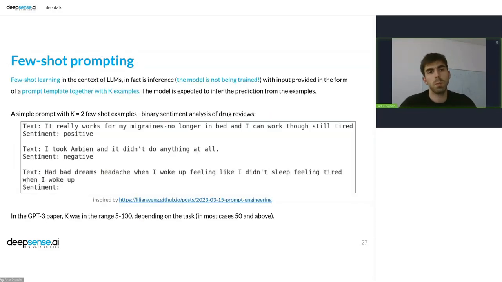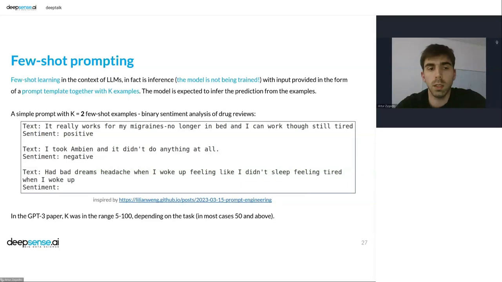Okay, let me now get back to few-shot learning. I mentioned that in the GPT-3 paper, they started noticing some few-shot learning capabilities of the model. In the context of LLMs, in fact, few-shot learning is a case of inference, which means that the model is not really being trained. We are just playing with the input that we are providing to the model. In case of few-shot learning, it's the so-called prompt template, which contains K examples. So a few examples for it to infer from and decide what the prediction should be.